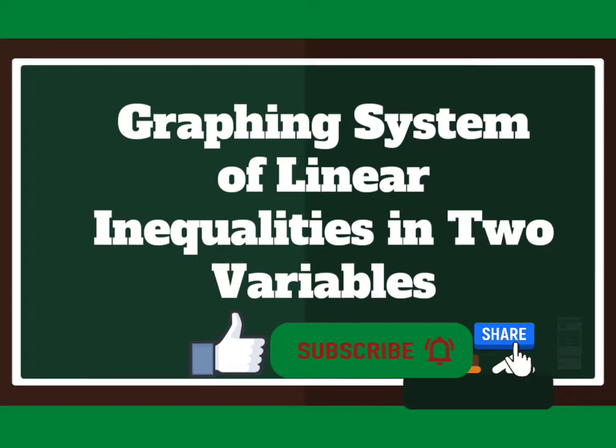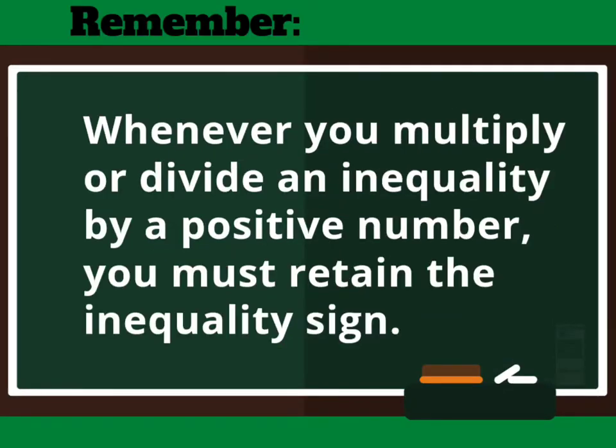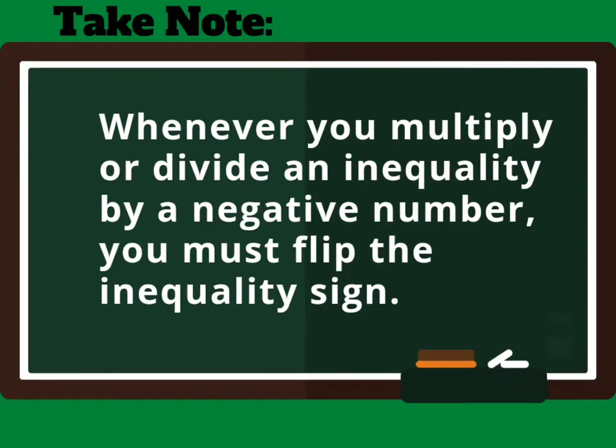Okay, so let us have graphing system of linear inequalities in two variables. Always remember that whenever you multiply or divide an inequality by a positive number, you must retain the inequality sign. And take note that whenever you multiply or divide an inequality by a negative number, you must flip the inequality sign. So you are going to change the inequality sign.